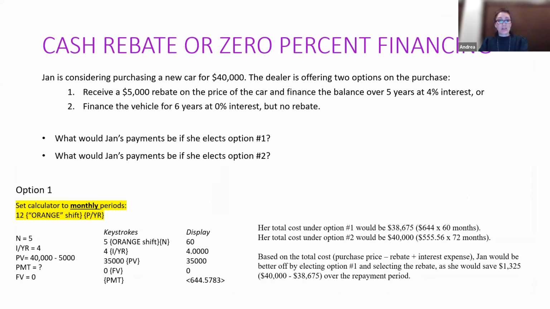Jan is looking to buy a new car for $40,000, and the dealer has two options. She can either get $5,000 back on the price of the car and finance it for 5 years at 4%, or she can finance the car for 6 years at 0% and no rebate. So the question is, what should she do? In option one, the calculator is set to monthly periods, and I'm going to repeat this again: you will see something like this in this class on an exam.